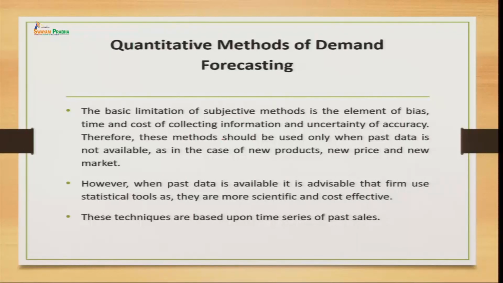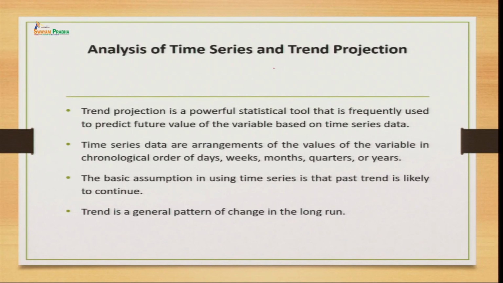Now, if we go ahead with the quantitative methods, quantitative methods, like I said, are usually the methods we use for long term forecasting, and where we have past data available to us. Looking at the very first method, which is called analysis of time series and trend projection. This trend projection method is basically used where we collect the past data, and based on the previous trends that have taken place, we forecast the demand for a future product.